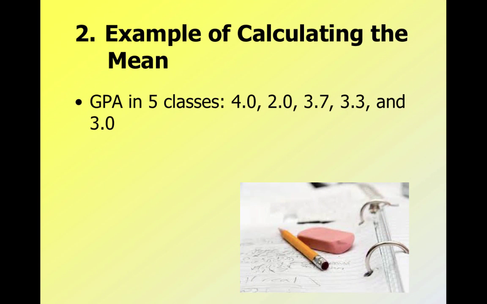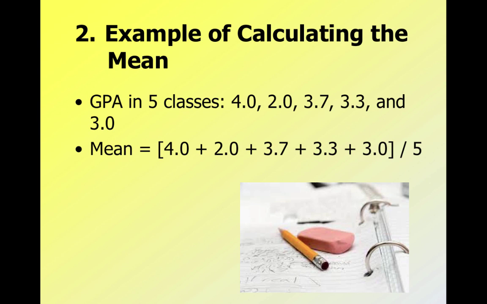Alright, so here's an example of calculating the mean. Let's say you're trying to figure out what was your GPA last semester. Well, let's say you took 5 classes. And in each class, you can calculate what your GPA is. And so in your 5 classes, you earned 4.0, 2.0, a 3.7, 3.33, and a 3.0. So to calculate the average, we're simply going to add them all up and then divide by our total sample size, which in this case is 5.